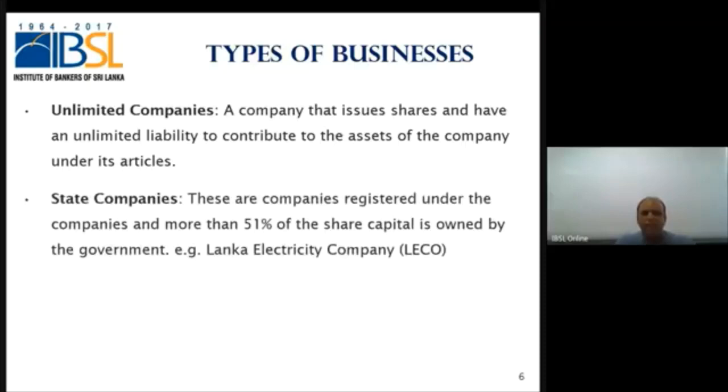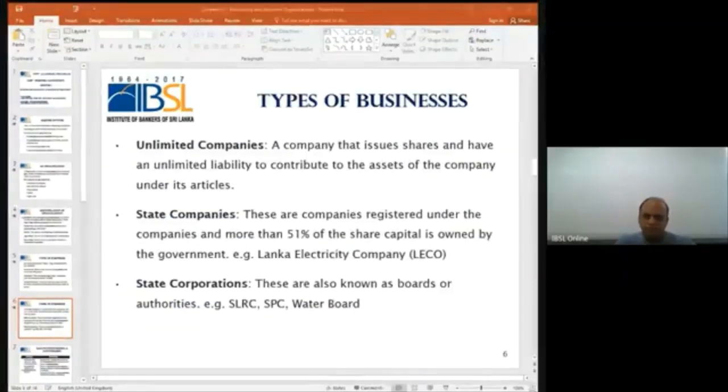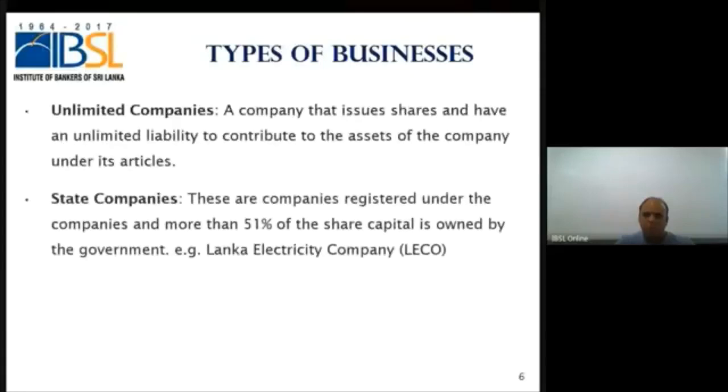You will also get state companies. What do you mean by these? These are companies registered under the Companies Act, where more than 51% of the share capital is owned by the government. Now, I told you earlier, there are certain companies owned by the government. The government can own 100% or maybe a certain percentage. Here, these types of companies are where they own 51% or more. So when the government owns more than 51% of a company's shareholding, that becomes a state company.